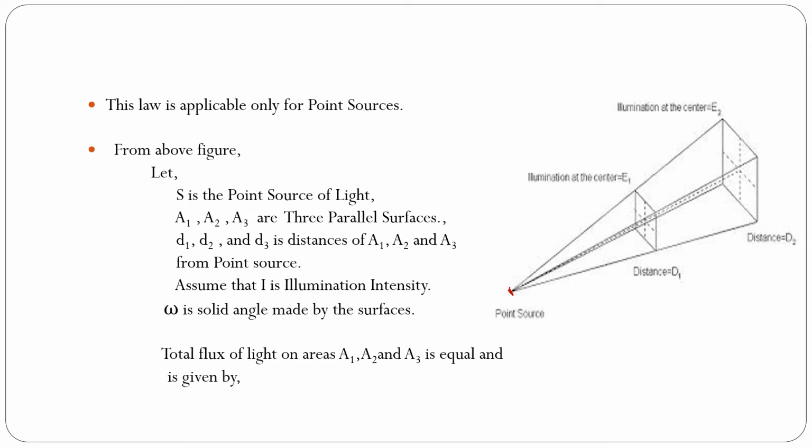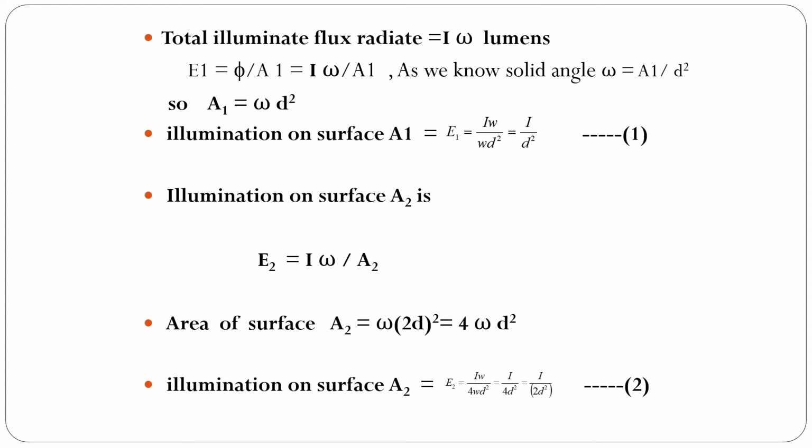So again, S is the point source. A1, A2, A3 are three parallel surfaces. D, 2D, 3D are the distances of A1, A2, A3 from the point source. Assume that I is the luminous intensity and omega is the solid angle made by the surfaces. So the total flux of the light on areas A1, A2 and A3, now we prove that. The total luminous flux radiated is I into omega.